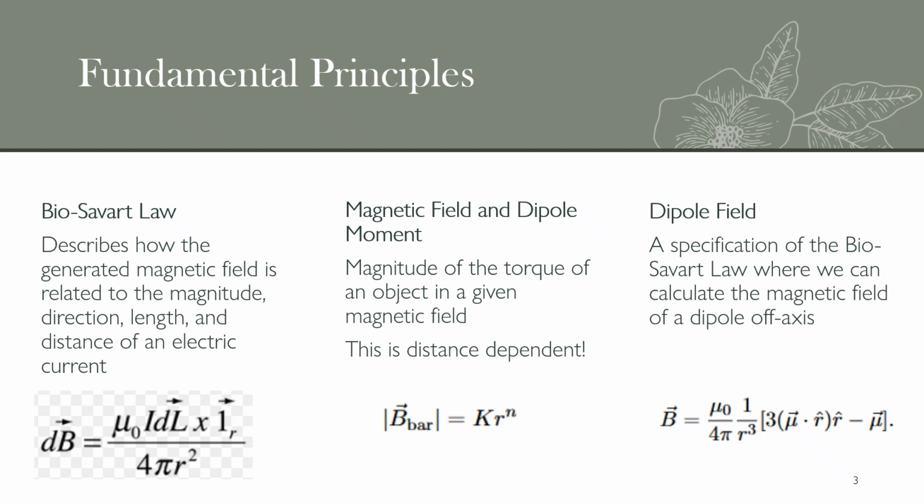And finally, we will be using the magnetic field and dipole moment for our ideas. Essentially, the magnitude of the torque of an object given in the magnetic field is the magnetic dipole moment, using perpendicular distance, of course. But the main takeaway here is that this formula is distance dependent, that the magnetic field of the bar magnet is very much related to distance, also using two constants k and n, which we will soon calculate.